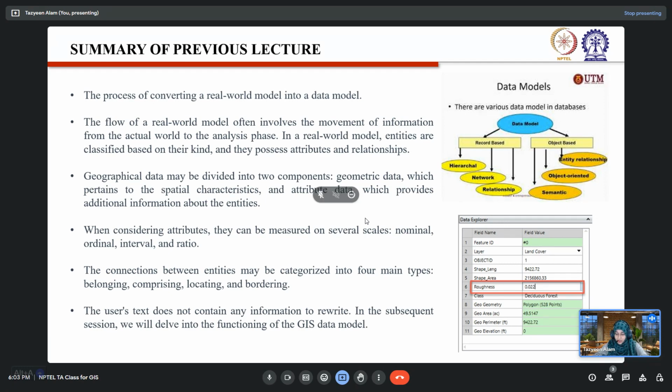So when we are considering these attributes, they can be measured on several scales. We discussed nominal, ordinal, interval, and ratio scales, which are very basic and very simple also. I hope they were understood by each one of you clearly. Next, we got to know that the connections between entities may be categorized into four main types: belonging, comprising, locating, and bordering.